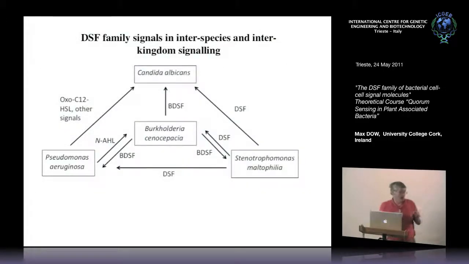I've also tried to allude, I'm not going to talk about this in any detail, that these molecules are involved in interspecies signaling. I gave you some evidence that Stenotrophomonas interacted with Pseudomonas aeruginosa by production of DSF. We've also shown that there's obviously interaction between Burkholderia and Stenotrophomonas involving BDSF and DSF. And also established interactions already between Pseudomonas and Burkholderia involving homoserine lactones. Many of these signal molecules, DSF, BDSF, OXO-C12-HSL, affect yeast hyphal transition in Candida. So these signals, along with the homoserine lactones, can be regarded as interkingdom signals as well as interspecies signals.